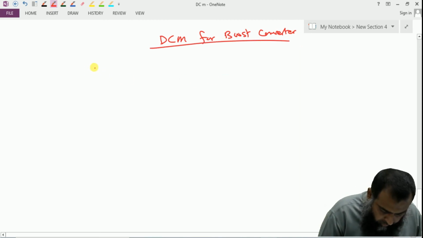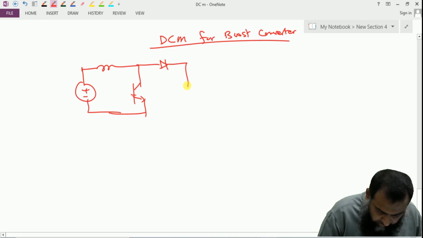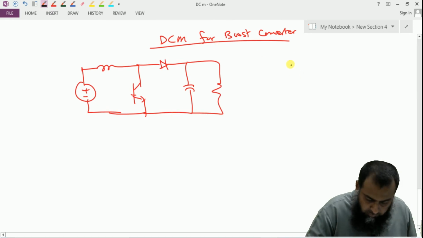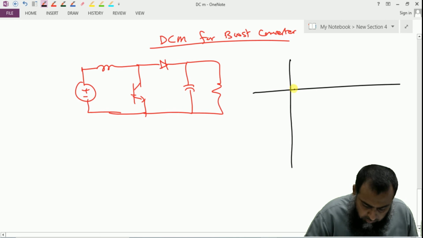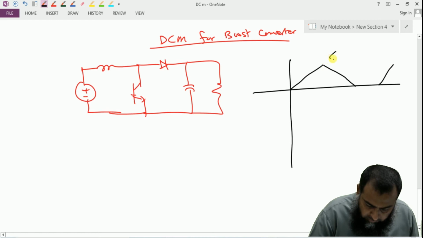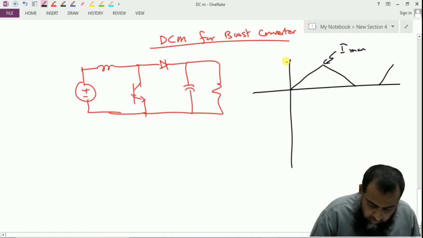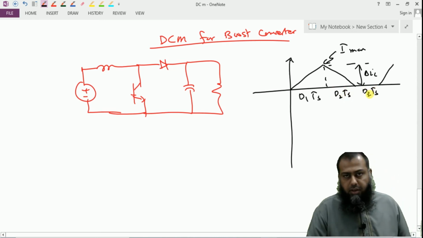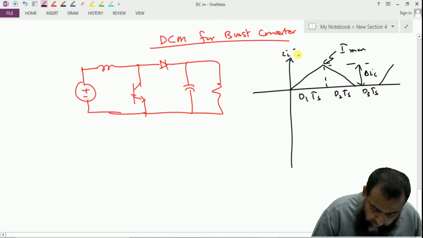Now for a boost converter, let me first of all draw the waveform, draw the circuit here. This is the circuit. So we have this diode here, we have a capacitor here, and this is the resistance here. Now the key waveforms for this boost converter, the first one is the current through the inductor, that shall have this type of a curve. So this is I max, right, and this is the delta IL. This is D1 Ts, and this is D2 Ts, and this is D3 Ts, and combined we have this whole switching cycle. This is ILT.